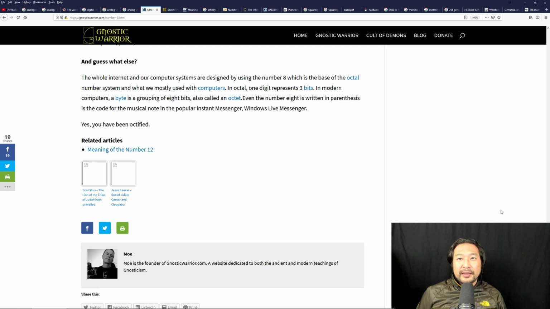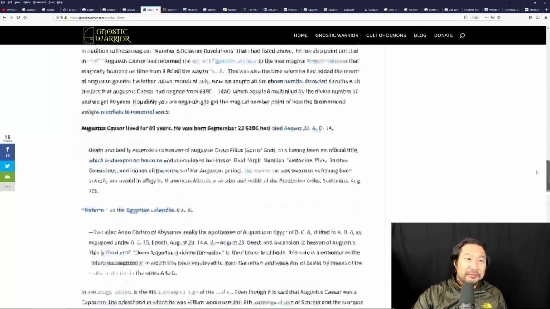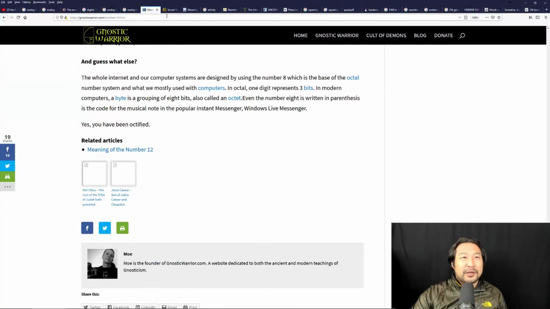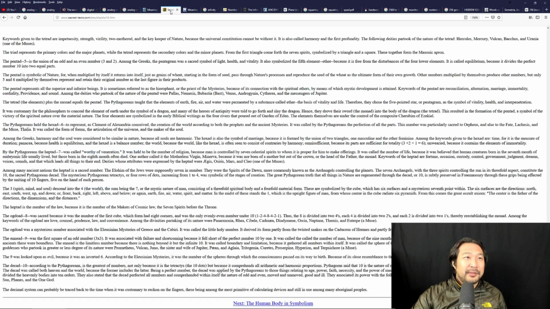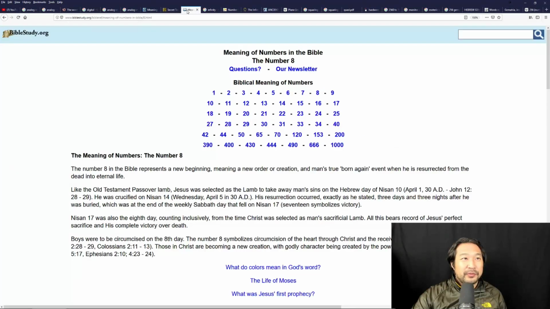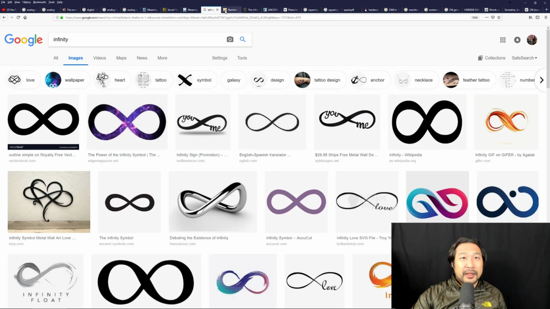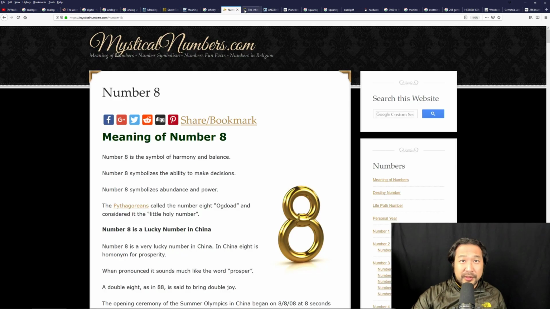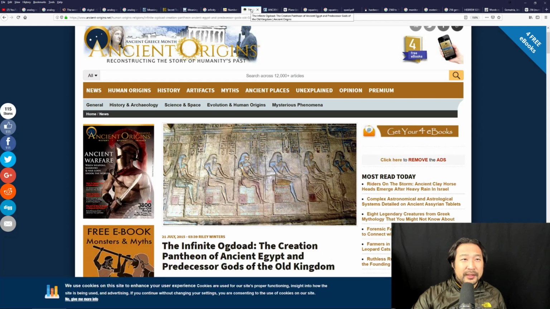Even the number 8 written in parentheses is the code for the musical note in the popular instant messenger, Windows Live Messenger. Now that part I did not even know. That's pretty interesting. Probably they're using the octave. Okay, so I'll go over GnosticWarrior.com about the number 8, and SacredText.com with the number 8, and even the meaning of numbers in the Bible, the number 8. And there's even more, like mysticalnumbers.com, number 8, and Ancient Origins, when we start going into the Ogdoad.